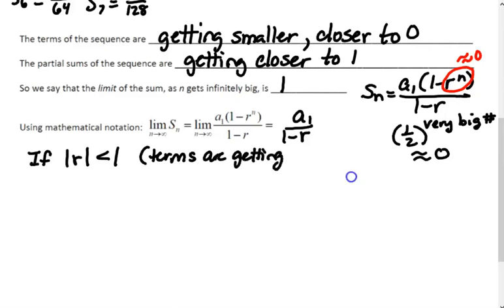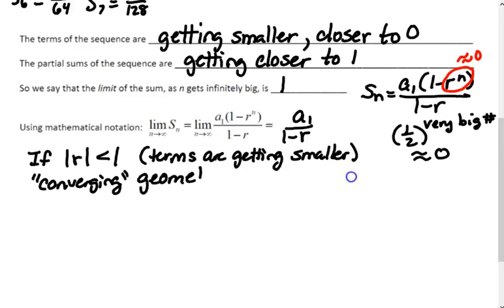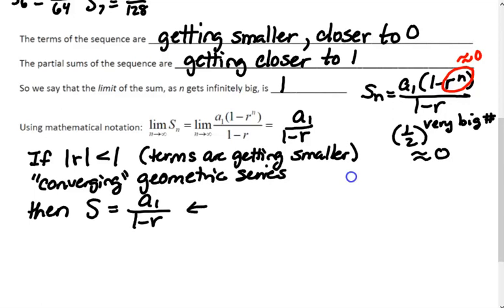So when we notice the terms are getting smaller, we call that a converging geometric series. Then S equals a sub 1 over 1 minus r, and this is the infinite sum. Okay.